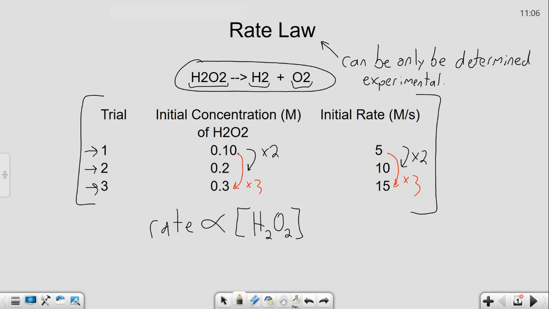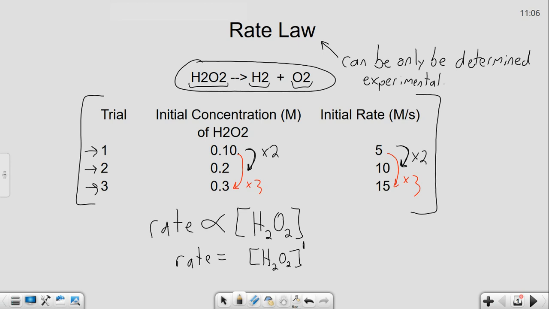It is the rate is going to be equal to the concentration of peroxide to the first power. If I double this, I double that. If this was a second power, for example, that would mean if I doubled my concentration of H2O2, this would go up by 2 squared.